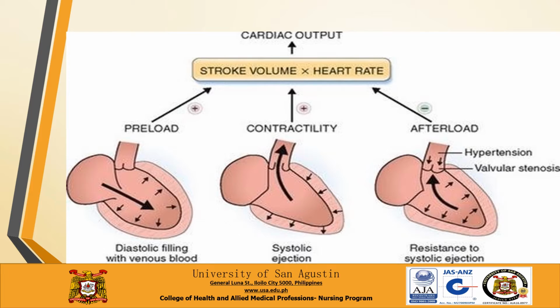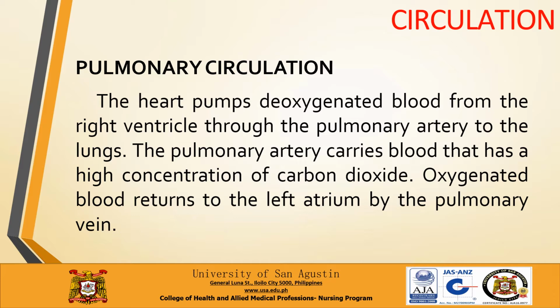Your cardiac output has something to do with the preload, the contractility, and of course the afterload as well. When we say pulmonary circulation, the heart pumps blood from the right ventricle to the pulmonary artery to the lungs. The pulmonary arteries carry blood that has a high concentration of carbon dioxide. Oxygenated blood returns to the left atrium through the pulmonary vein.